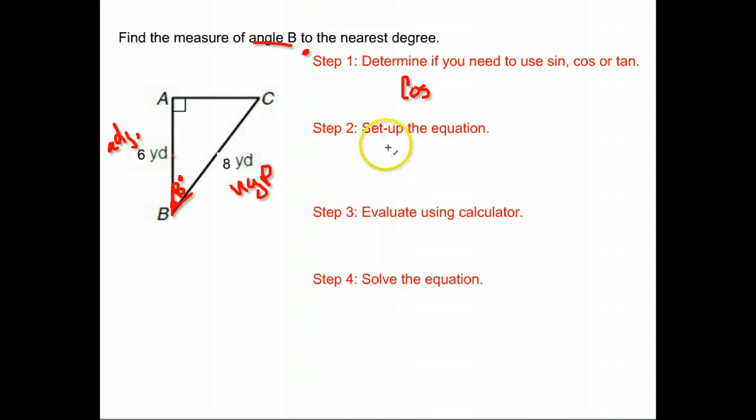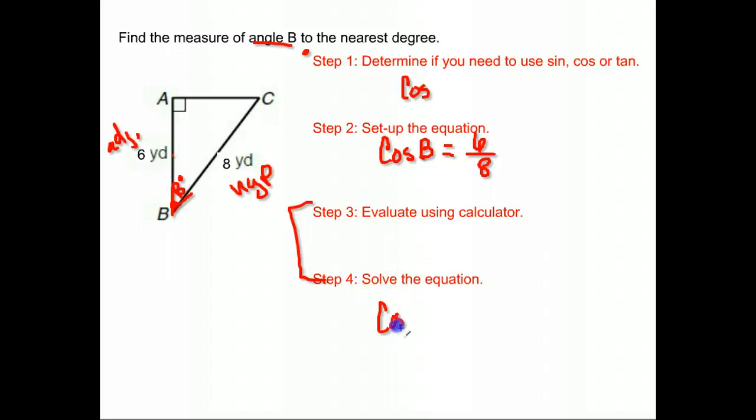So we set up our equation. We write cosine of the angle. Do we know the measure of the angle? We do not. We only know that it's angle B, and we're going to need to solve for it. So cosine of the angle equals adjacent, which was length 6, over the hypotenuse, which had a length of 8. Okay. Our job now is to evaluate that and solve it using a calculator.